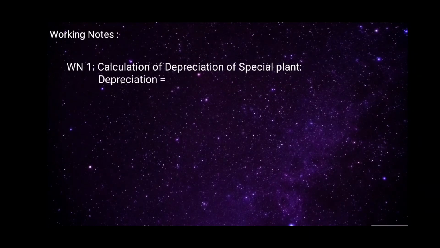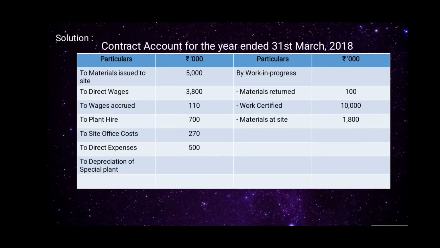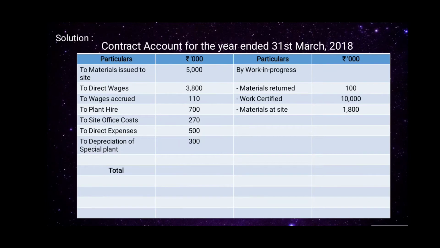So depreciation is equal to cost minus scrap value divided by estimated life, which is equal to 8 lakh minus scrap value of 5 lakh divided by estimated life. So that is the estimated life, which will be 1, which is equal to 3 lakh. So we'll record it in contract account on the debit side. To depreciation on special plant, amount will be 3 lakh, that is 300.